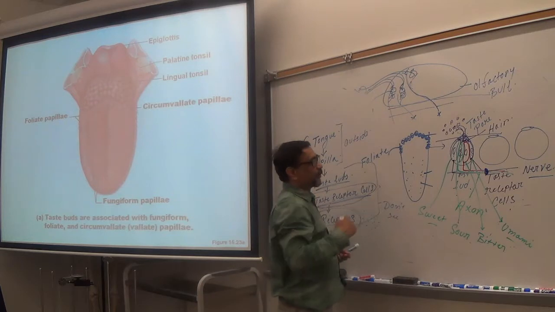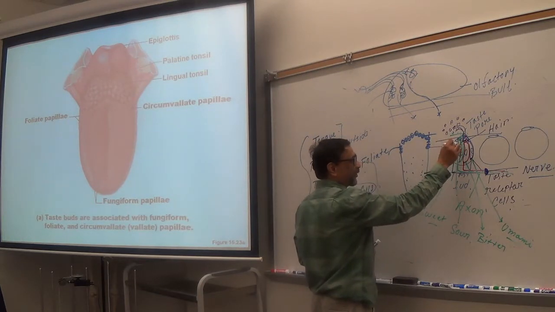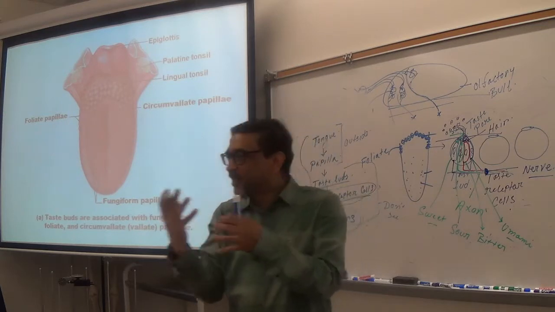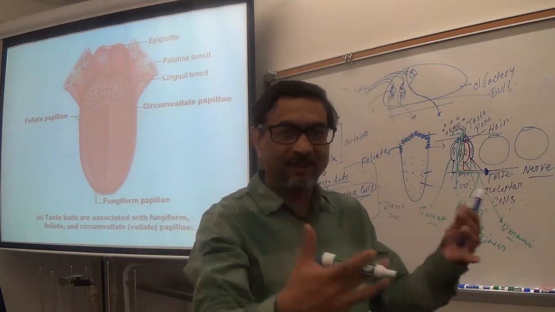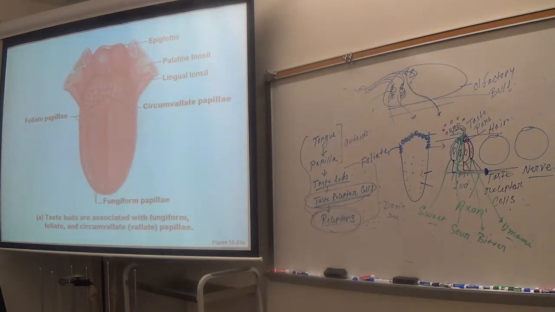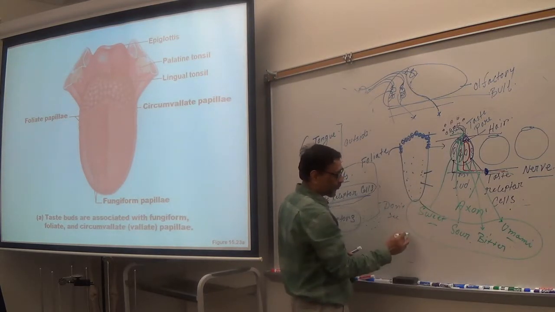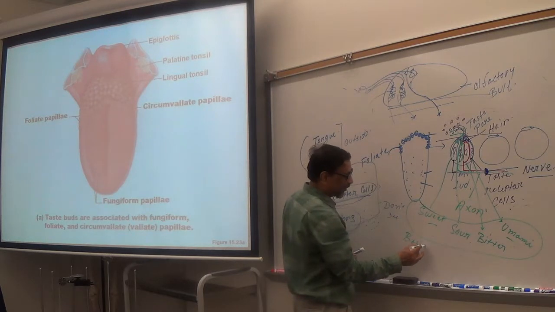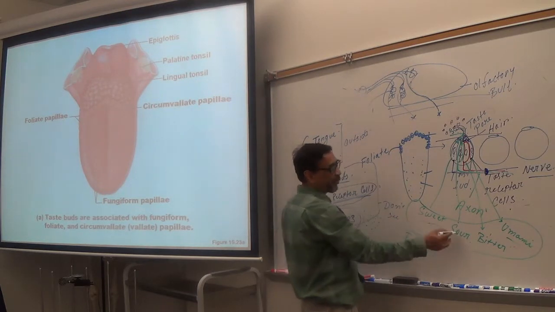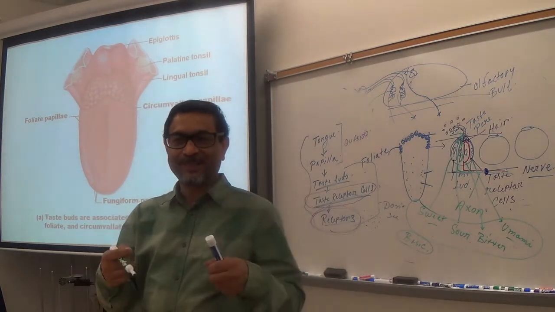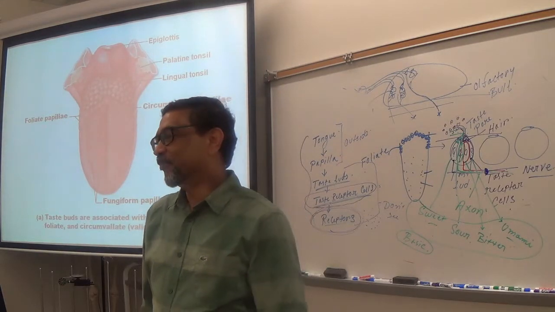So if you eat something sweet, this cell will be activated. If you eat something sour, this cell will be activated. Most of the food is a mixture, right, of sweet, sour, and other tastes. These are called the basic tastes. You can create many other types of tastes by combining these. That's why the food tastes so many different tastes. It's important.